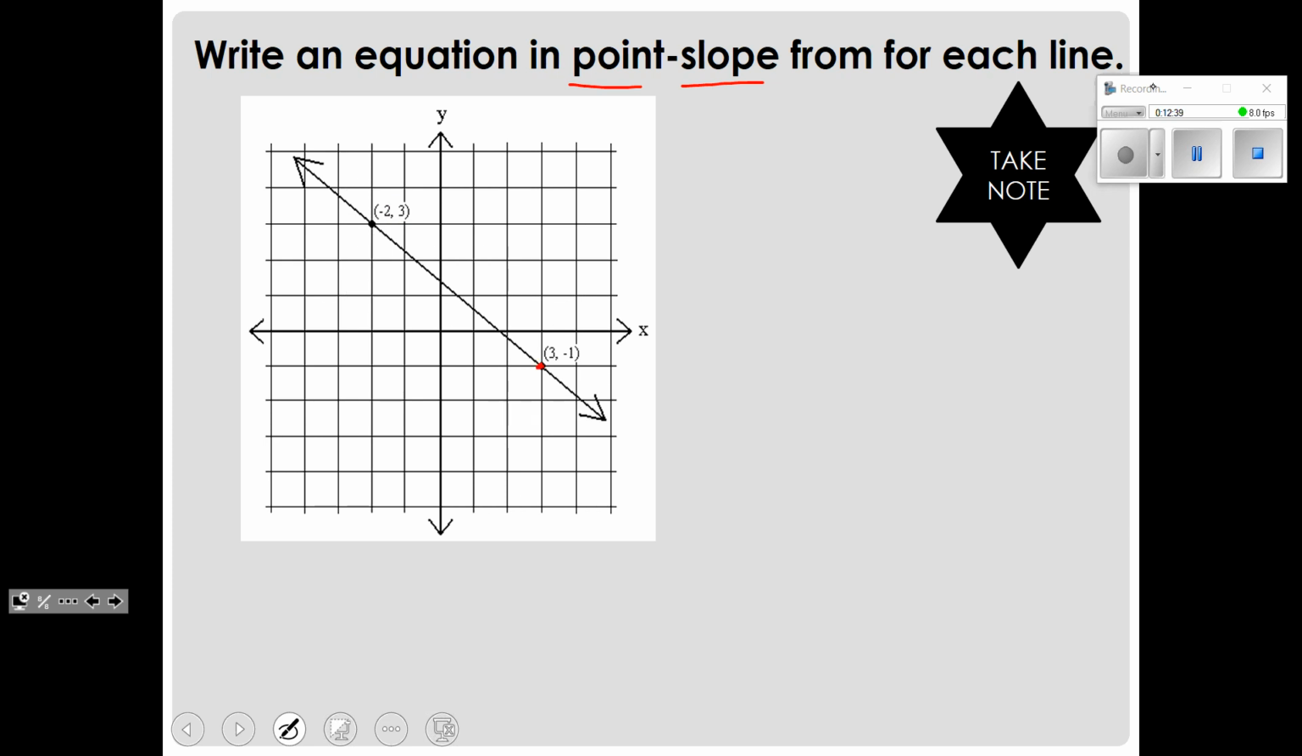So let's start here. The rise would be 1, 2, 3, 4. That's a positive 4 for our rise. And the run is 1, 2, 3, 4, 5. But that's a negative 5 because we're going to the left. So we know our slope is negative 4/5.